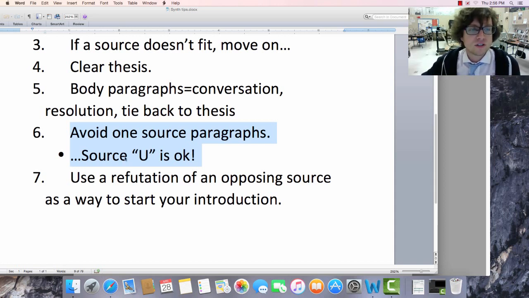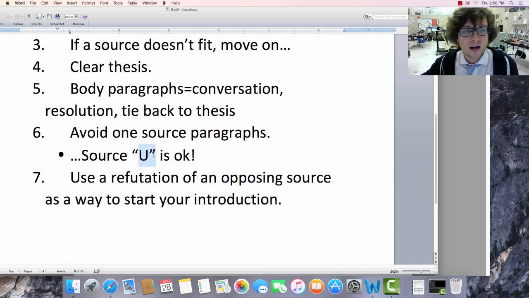But remember, of course, source you is okay. So if you have a paragraph where you're not just summarizing the source, but actually kind of questioning its data or questioning its motives or questioning some of its assumptions, that's fine. That's source you interacting with that source.